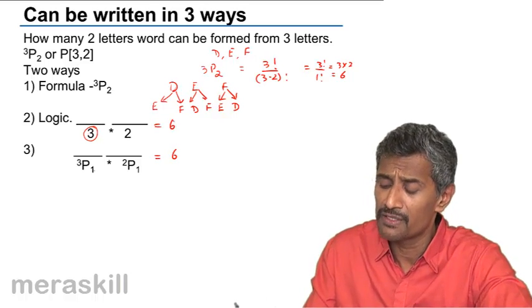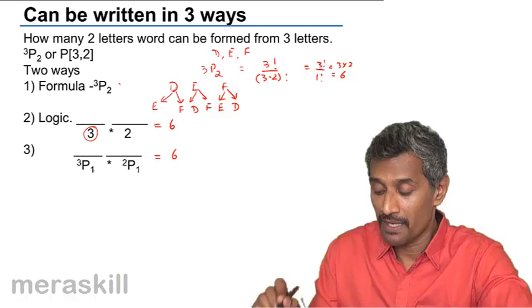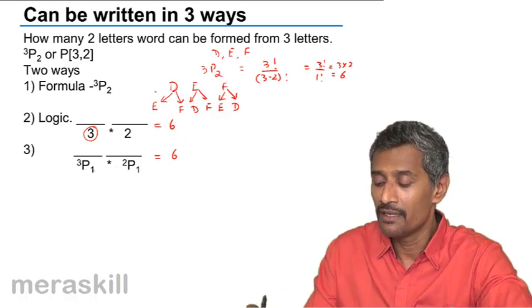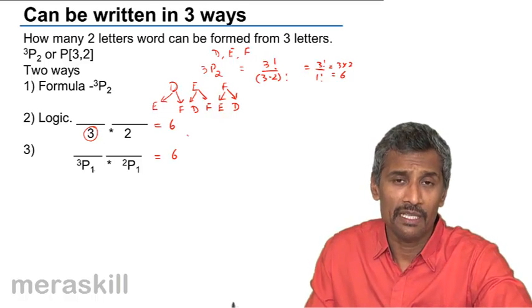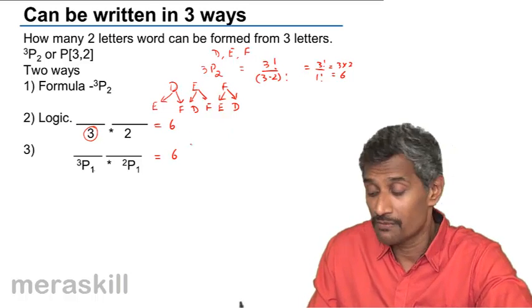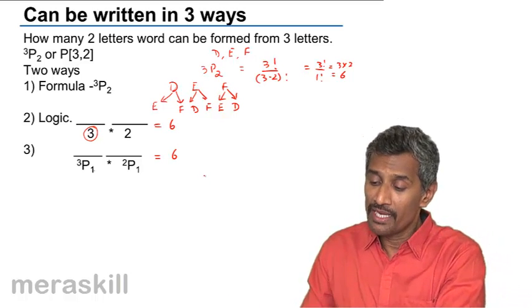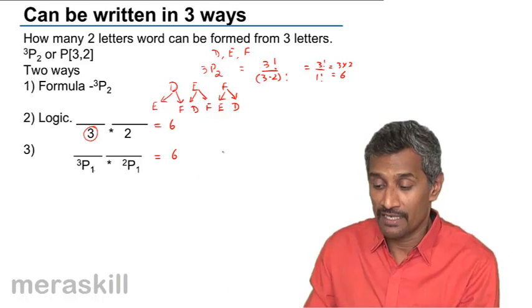So there are three different ways. Straight away you can apply the formula or use this particular logic. So ultimately, depending upon the situation, you could directly use the formula or we could use the logic. Hence, we have ways of understanding permutation.